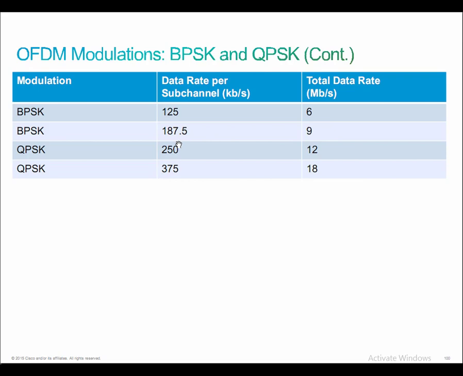Now, when you think of 802.11g, you say, well, wait a minute. 802.11g is a 54 meg standard. But yet they're talking about 12 megabits of throughput or 18 megabits of throughput. So that's not even close to the specification that we were talking about previously. So why?